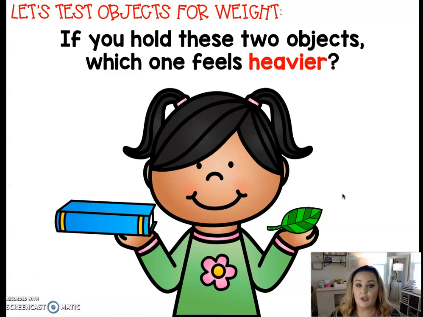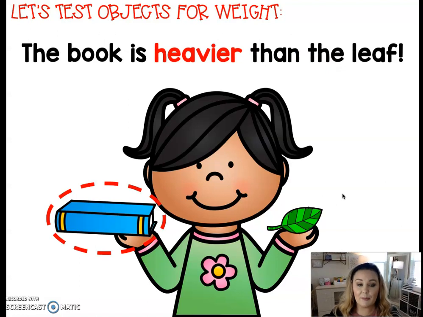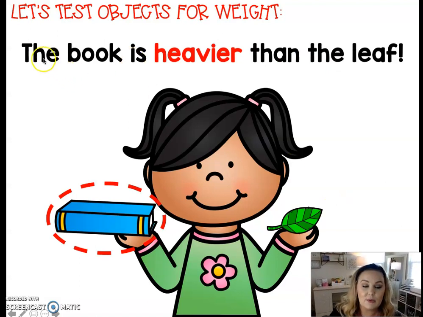For right now, we're doing which one feels heavier, the book or the leaf? Which one feels heavier? The book. Go ahead and read this sentence with me. The book is heavier than the leaf. So we put our circle around the book.